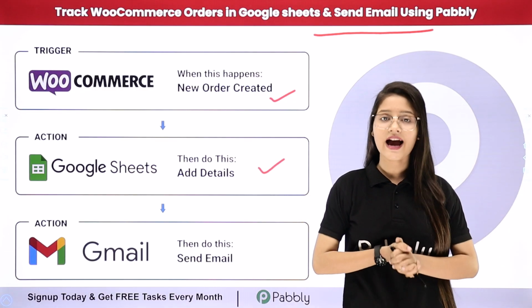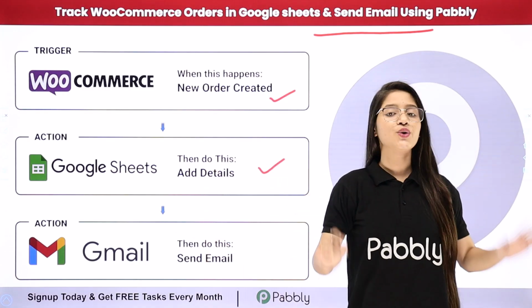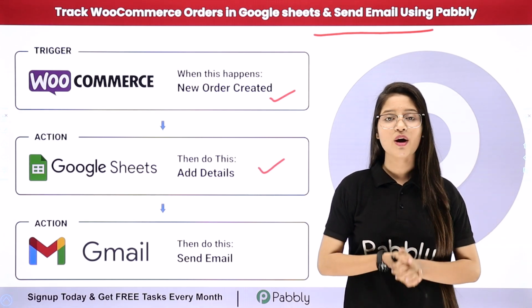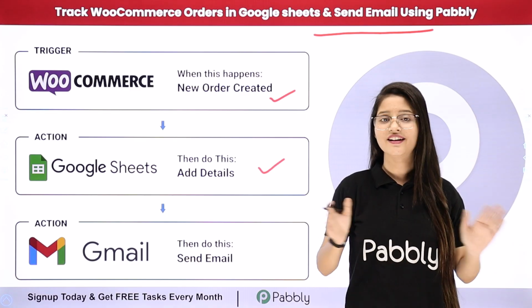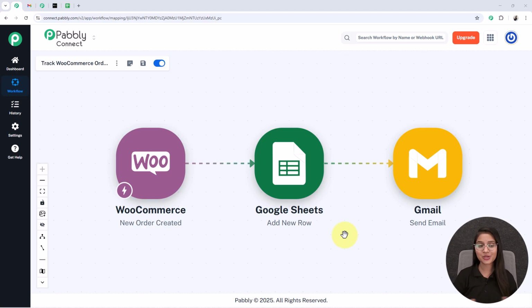So to do this, I will integrate my WooCommerce to Google Sheet and Gmail using an automation software named Pabbly Connect. So now to see the working of this amazing automation and learn the process step by step, let's go to my screen. Welcome to my screen everyone.